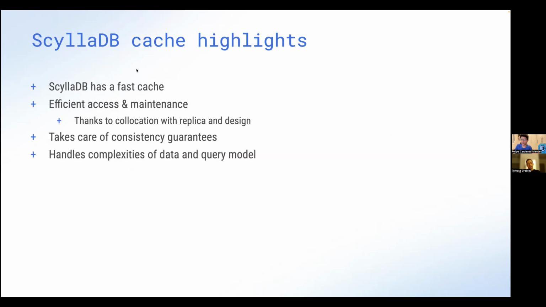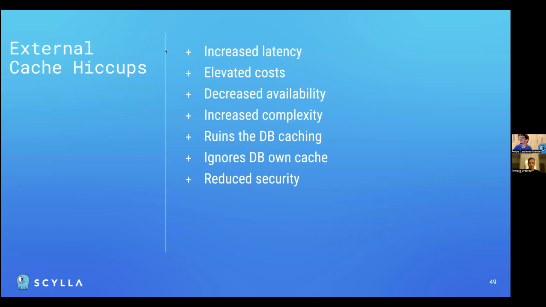So to sum up, Scylla has a fast cache, which is optimized for reads. And due to collocation of data in the cache on the same CPU, it's maintained efficiently and takes care of various intricacies related to data model and query model, and takes care of all the consistency guarantees which ScyllaDB is supposed to provide. So an external cache doesn't have to deal with those. And that's all I had.